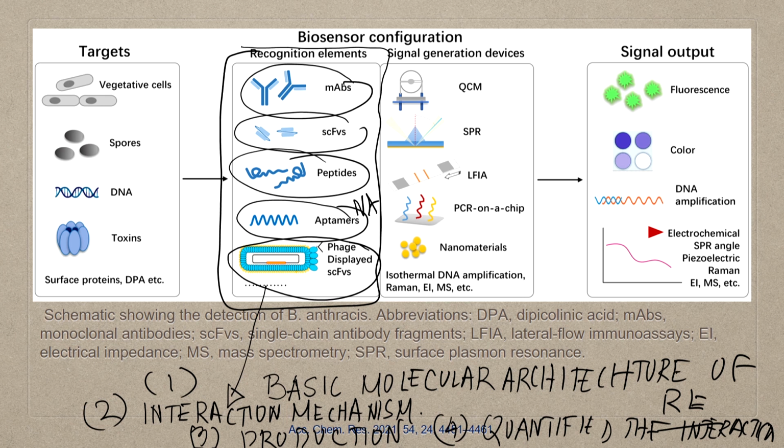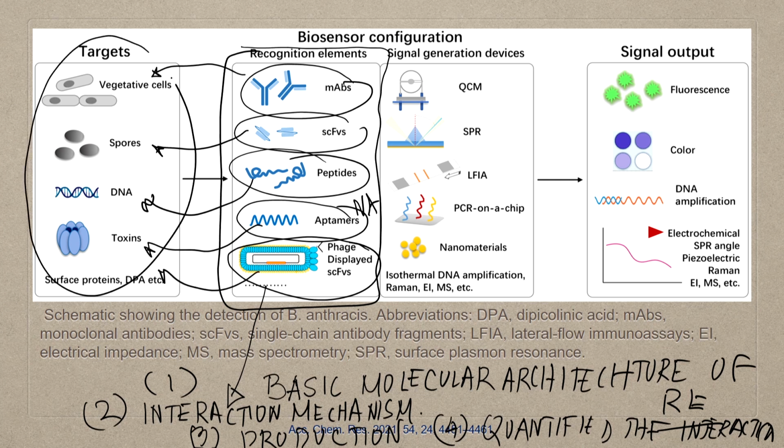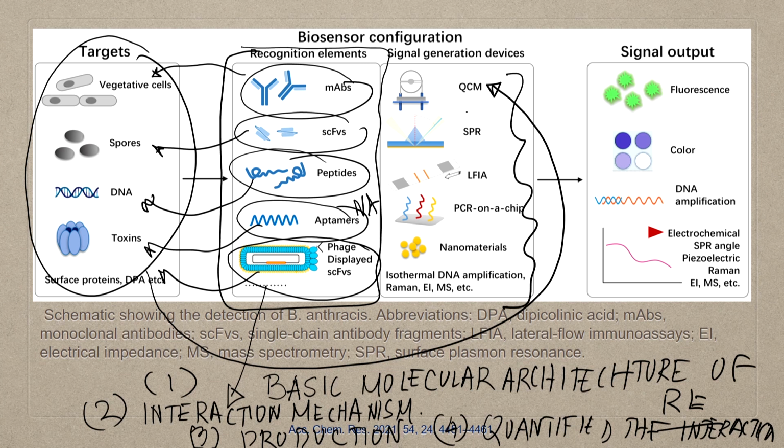While we are making a biosensor, these are the key elements which will recognize the targets. And once they recognize the target, you need a way to measure these interactions using QCM, SPR, LFIA, PCR, nanomaterials, and so on. The signal output of these different interactions could be electrochemical, SPR angle, piezoelectric, Raman, EI, MS, DNA amplification, color, or fluorescence. That's why you have to understand these recognition elements as efficiently as the target elements. If you understand both of them, you can design better biosensors at your disposal.